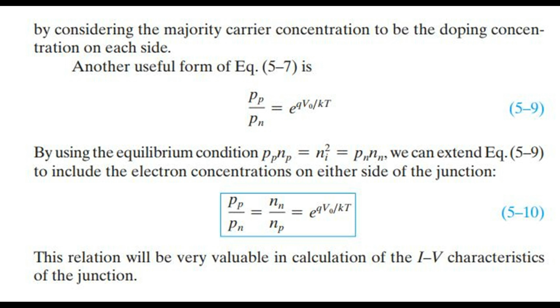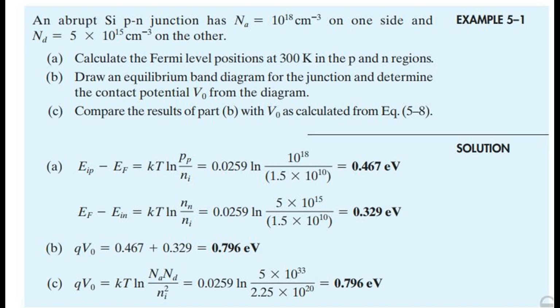Example: An abrupt silicon p-n junction has 10^18 acceptors per cubic centimeter on one side and 10^15 donors per cubic centimeter on the other. A. Calculate the Fermi level positions at 300 K in the p and n regions. B. Draw an equilibrium band diagram for the junction and determine the contact potential V0 from the diagram. C. Compare the results of part B with V0 as calculated from Eq. 5-8.